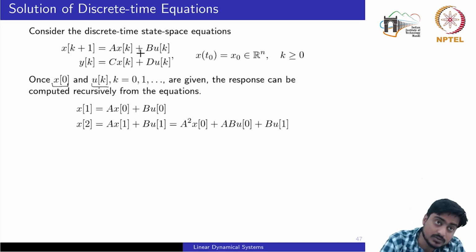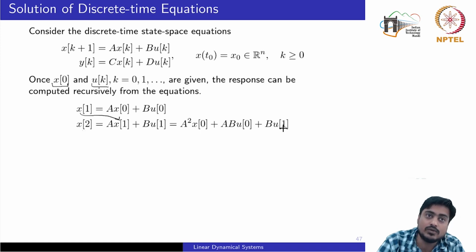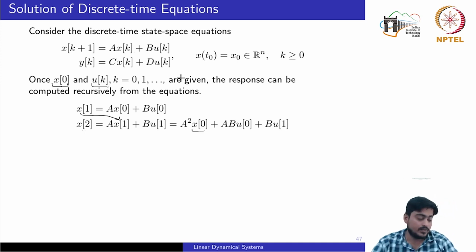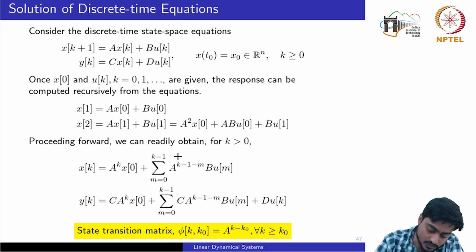Say if I put k equal to 0 in this equation, I would get x1 equal to A x0 plus B u0. Let's put k equal to 1. I would have x of 2 equal to A into x of 1 plus B into u of 1. I can replace this x1 to finally have A square into x0 plus A B into u of 0 and B times u of 1. So I can parameterize all the solutions of the state equation in terms of the initial condition and u of k for all k starting from 0 up to the current time. Proceeding forward, we can readily obtain, for k greater than 0, this part.